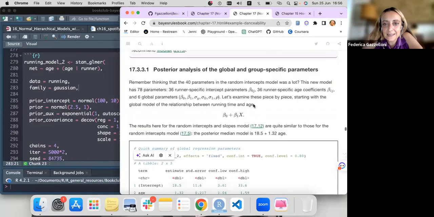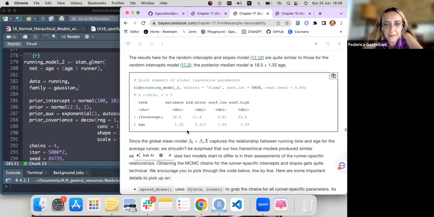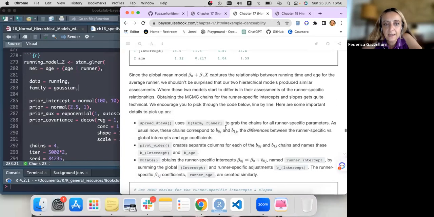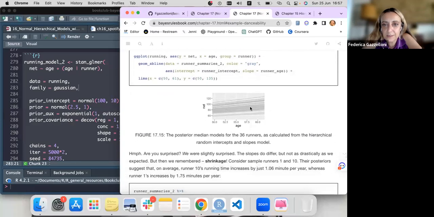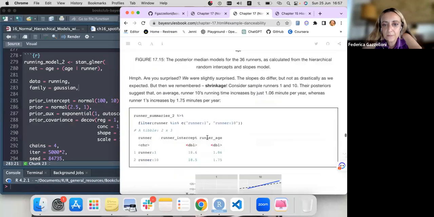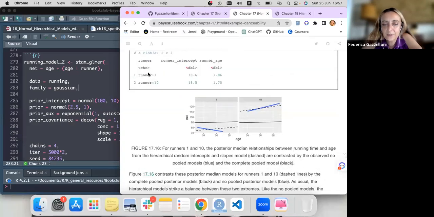Basically, there is still a positive effect. Looking at the fixed effects with confidence intervals, we don't have zero crossing. If we have a look at a quick visualization here, we still see that if we focus on two runners, we can catch that they have predictions that are still different from each other.